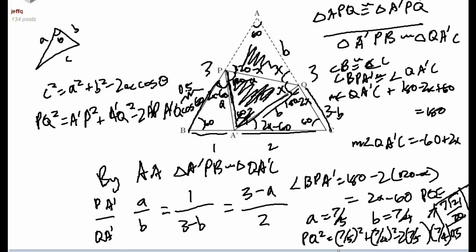And occasionally there are folding problems that show up on AMC, AIME, and USAMO, USAJMO. I don't know which one, whatever it is. Occasionally these folding problems show up, and they usually make the geometry very complicated.